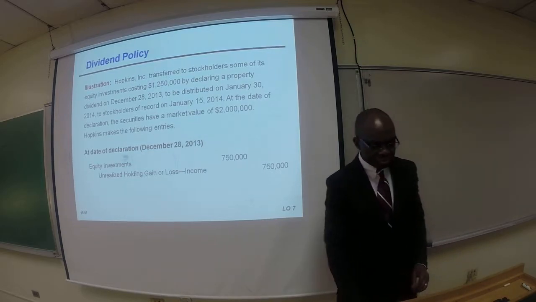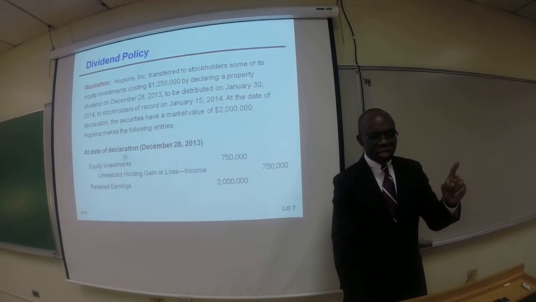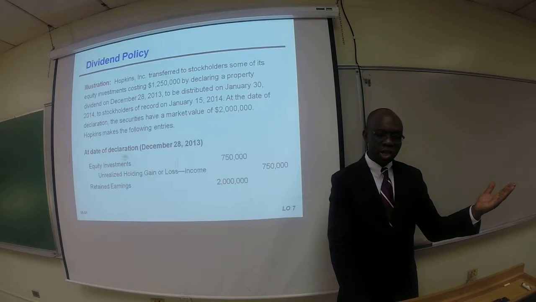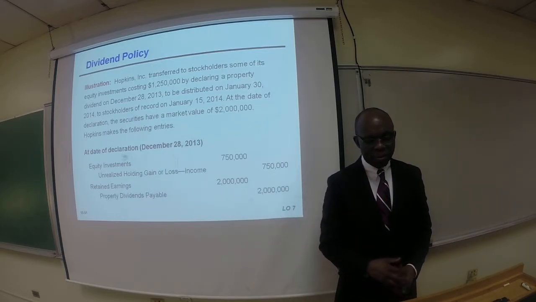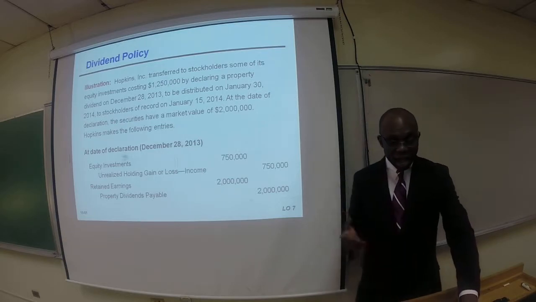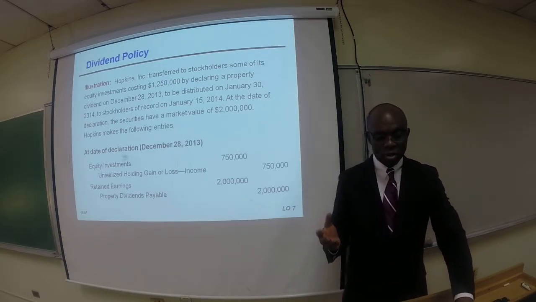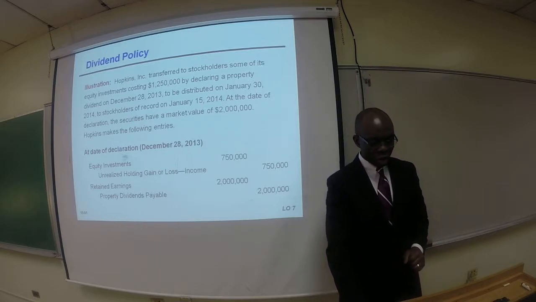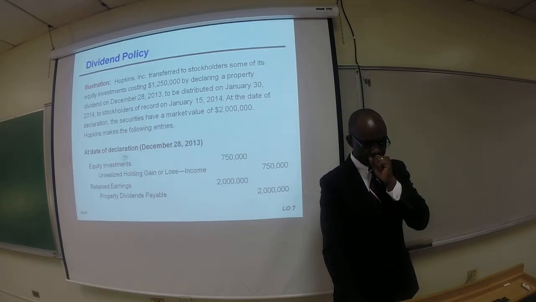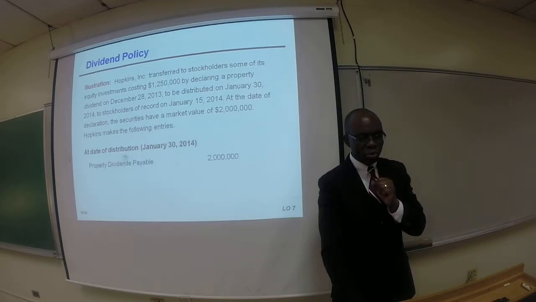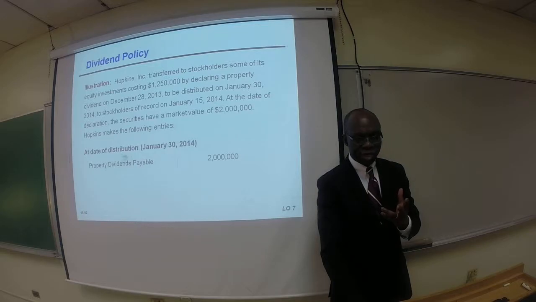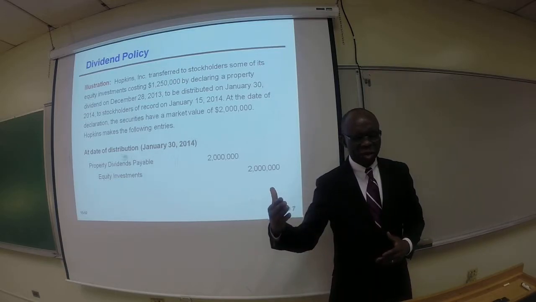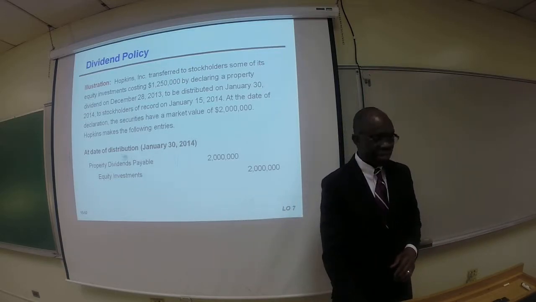So, moving along, after restating the fair market value of the investment, or the equity investment account, we now debit retained earnings for $2 million and credit property dividend payable for $2 million. Again, we are giving up $2 million, not $1.25 million, because the fair market value of the investment that we are giving up is worth $2 million. So on the date of distribution, when we actually distribute the equity investment, or the stock of another company that we have, we debit property dividends payable and we credit the equity investment account for $2 million to get rid of that account.